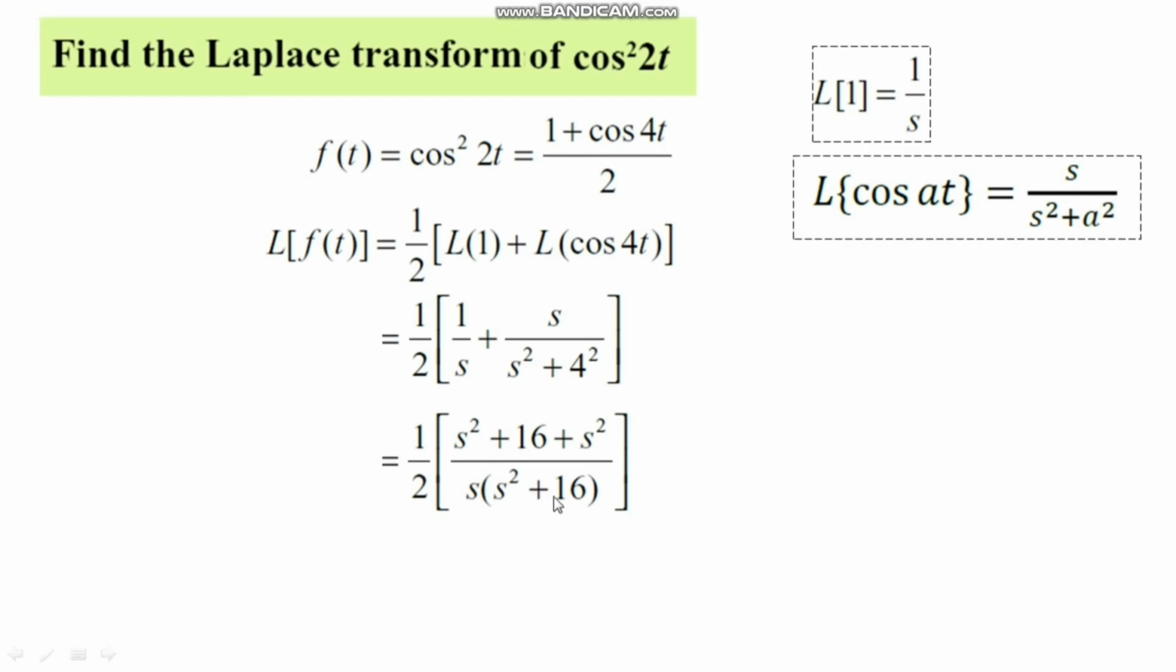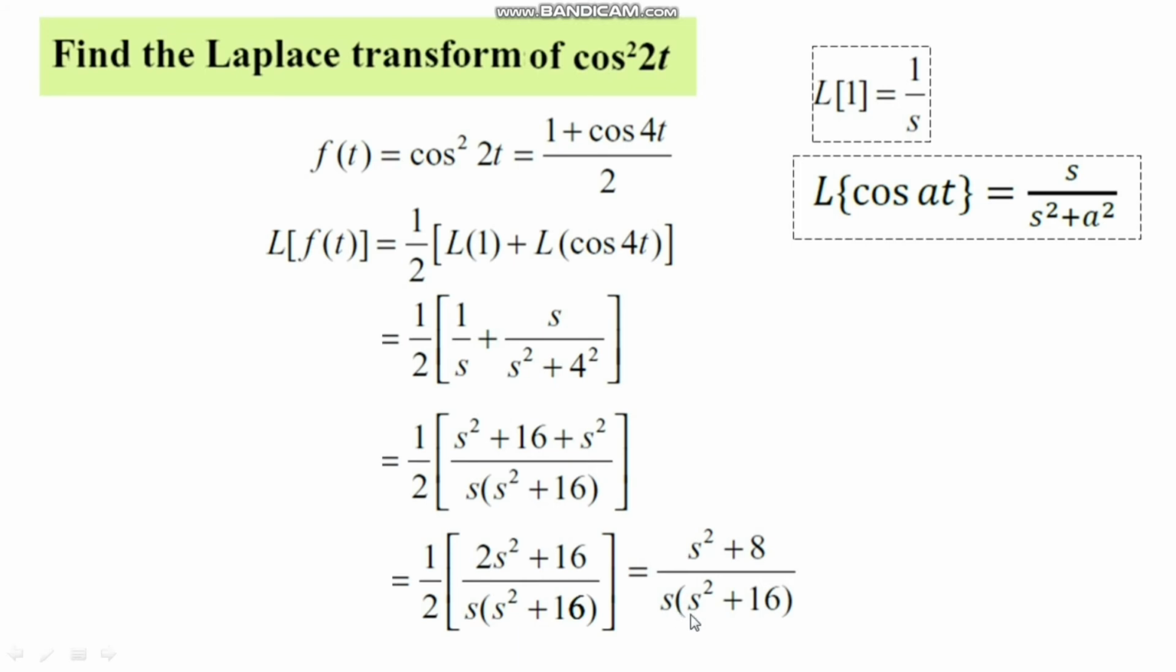Now we can see the numerator expression. So s square plus 16 plus s into s, that is s square. Now s square plus s square is 2s square plus 16. In the numerator we have a common factor 2 among these two resultant terms. Now 2 cancelled. In the numerator we have only s square plus 8 by s into (s square plus 16).